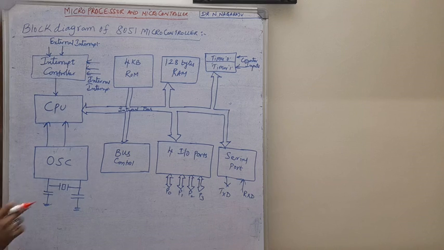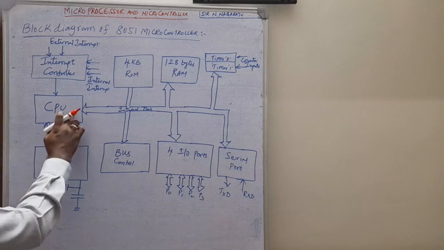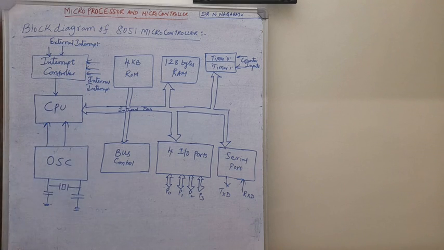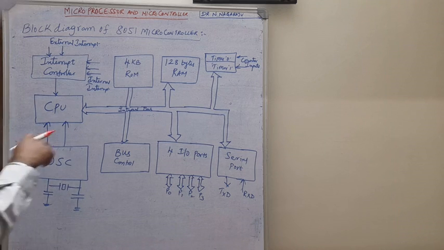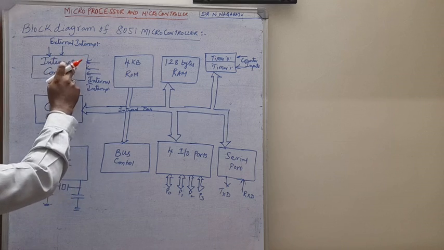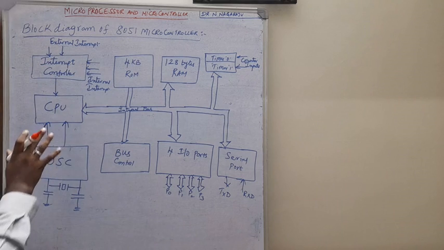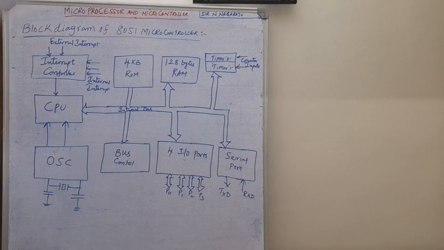Here OSC indicates oscillator. This oscillator is mainly used for generating the clock signals for operating this CPU. This is the oscillator section, and this one is the interrupt controller, for interrupt handling capabilities. Interrupts can be of two kinds: external interrupts and internal interrupts. Those can be controlled by using this interrupt controller, which is inbuilt and available in the CPU.